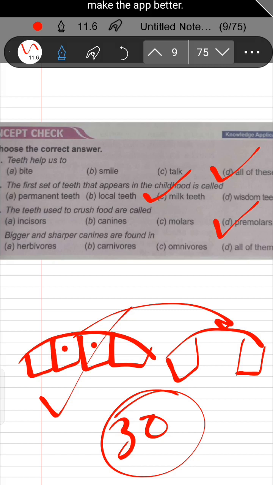Question number 4. Bigger and sharper canines are found in, as we have already discussed, I have given the example of the lion also in the previous slide. So it will be carnivores.